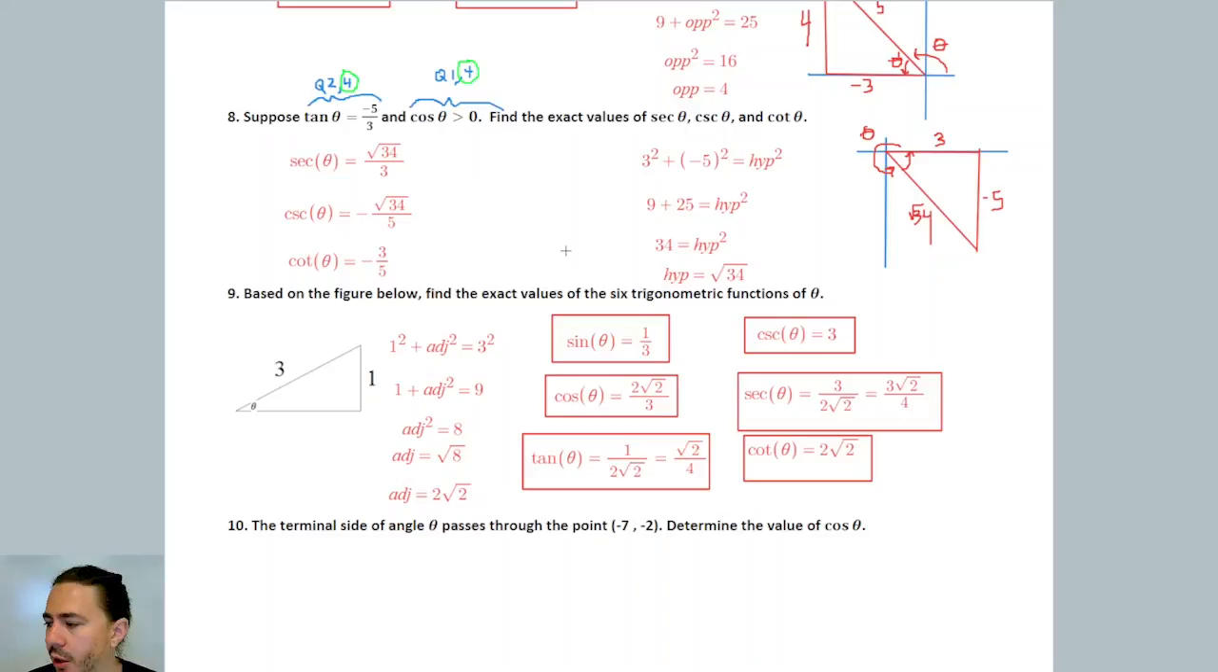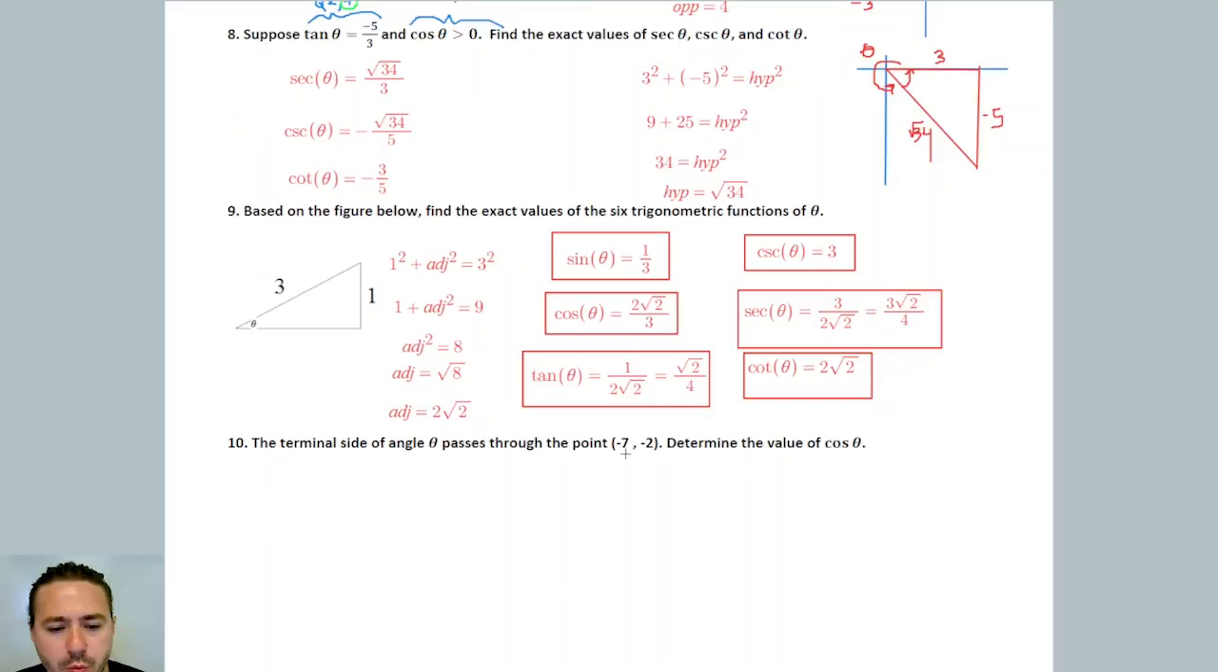The terminal side of angle theta passes through the point -7, -2. Determine the value of cosine theta. So let's go ahead and sketch where that is. Now the quadrant where both x and y are negative is quadrant 3. Let's stay consistent with the other one, so I'll do my axes in blue just so they don't get caught up in the rest of the diagram. All right, so -7, -2 is going to be like, I don't know, here.